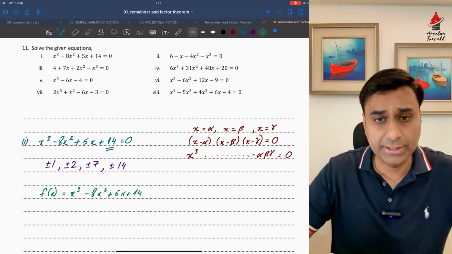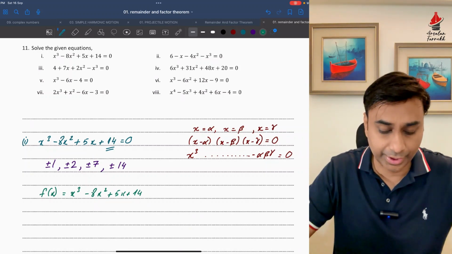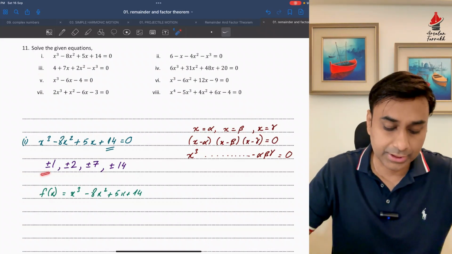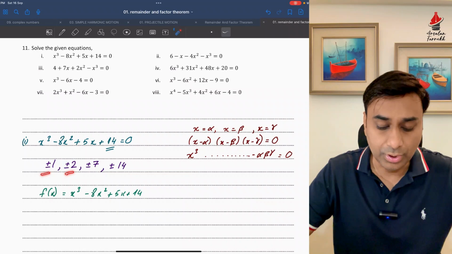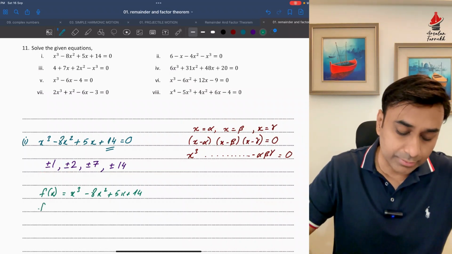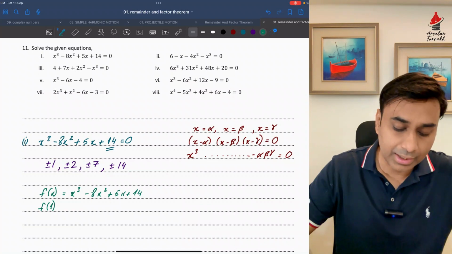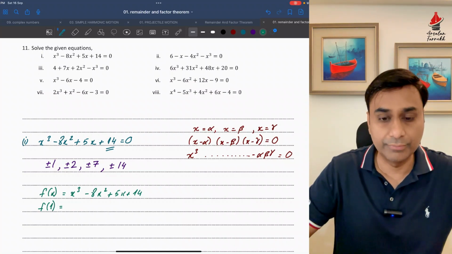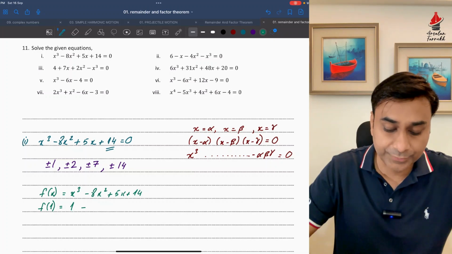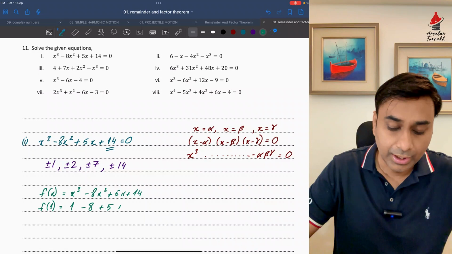As part of the process of solving this equation, you have to put in your trial solutions, which are plus minus 1 or plus minus 2, one by one, and see what gives you an answer of 0. For instance, I put 1 over here. 1 cubed is 1, minus 8 times 1 squared is minus 8, plus 5 times 1 is 5, and plus 14.